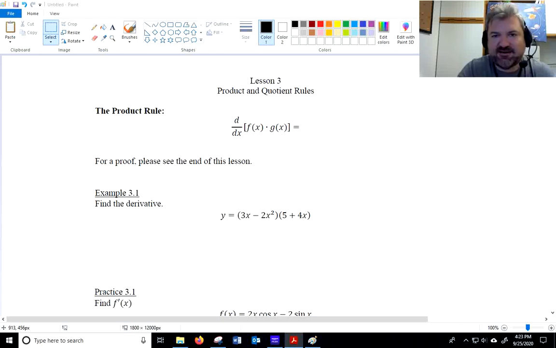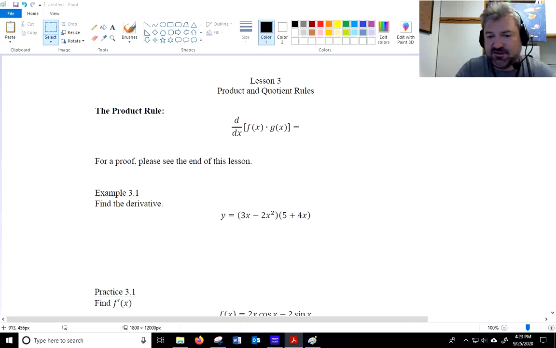Hi, welcome back. Today we're doing lesson 3 in unit 3 of our AP Calculus course. This lesson is all about the product and quotient rules. Unfortunately, unlike addition and subtraction, we cannot just simply split up a product or a quotient in derivatives. Instead, we have to apply these important rules.